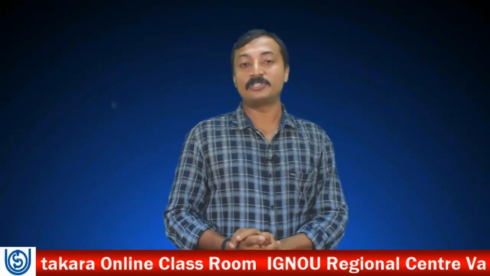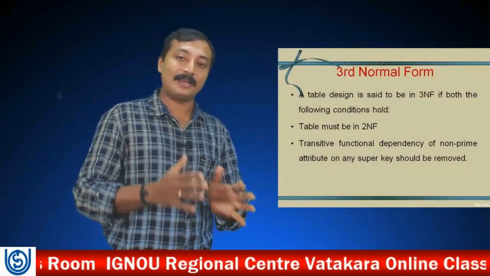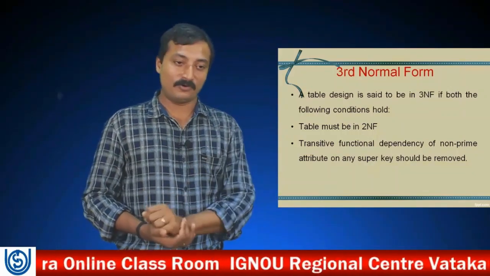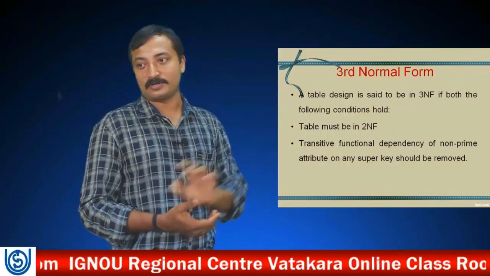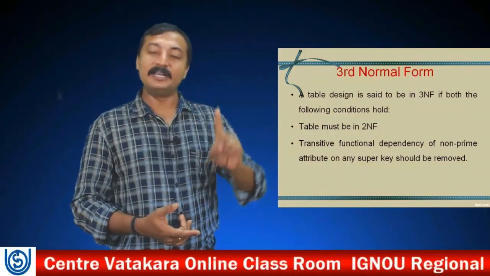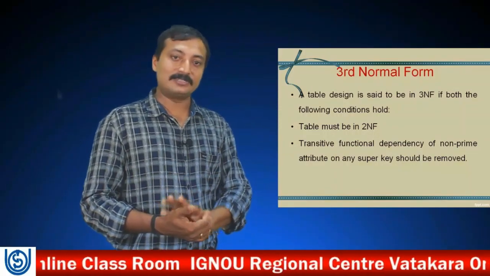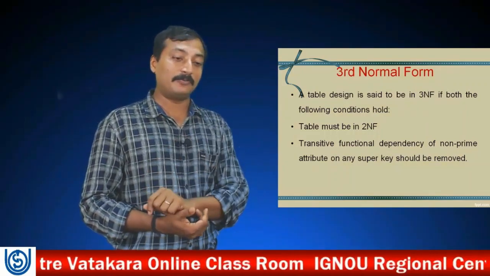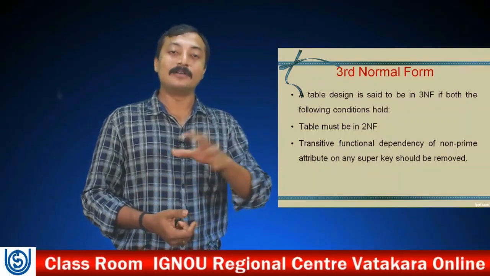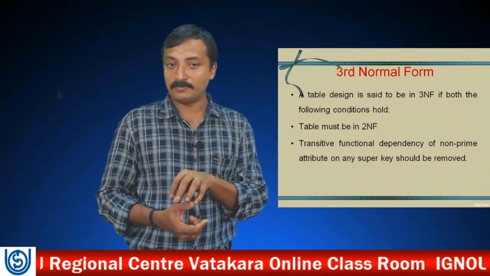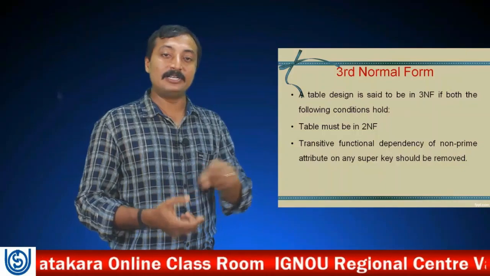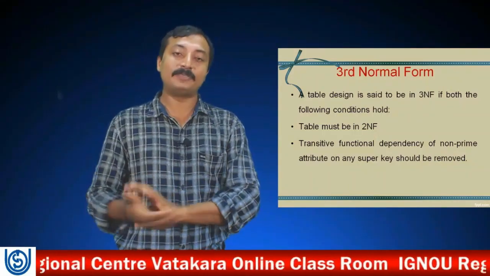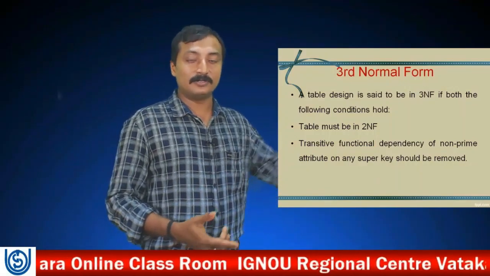Then the next one is third normal form. How can you make a table in third normal form? A table design is said to be in third normal form if both of the following conditions hold. The first condition is that it must be in second normal form. The second one is that transitive functional dependency of a non-prime attribute on any superkey should be removed. That means third normal form handles transitive dependency. If there is a transitive dependency, it must be removed from the table. Then we can go through this example itself.